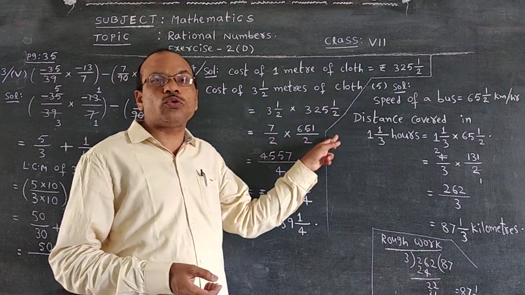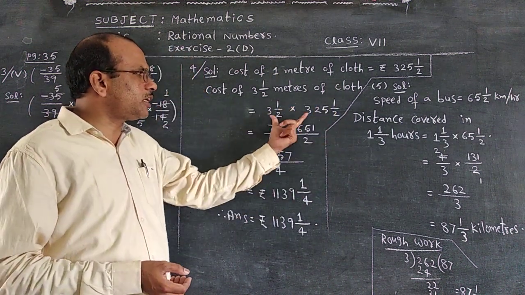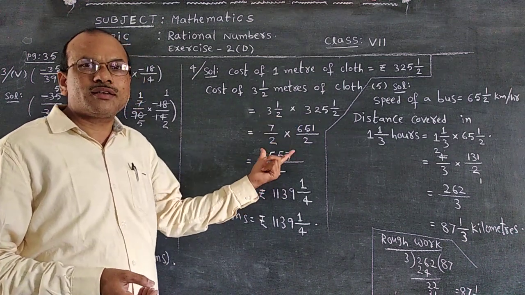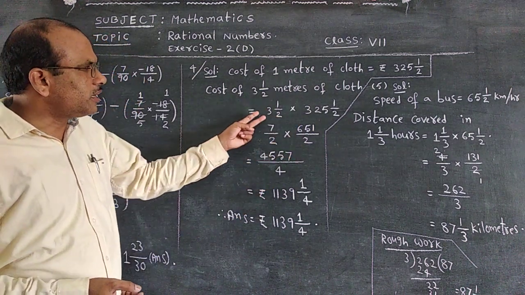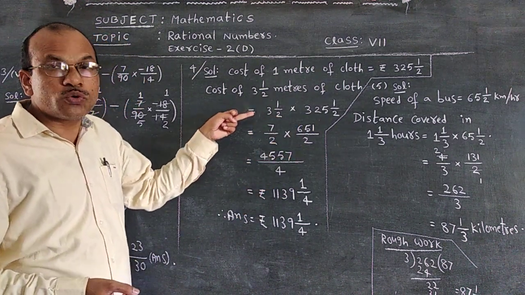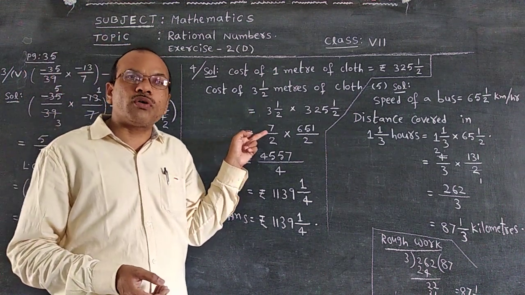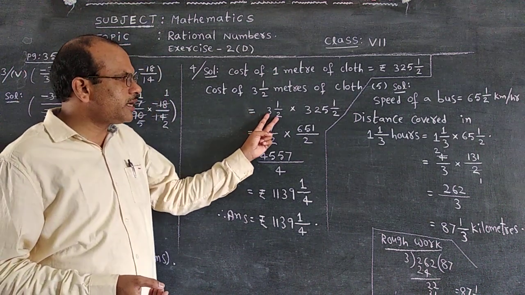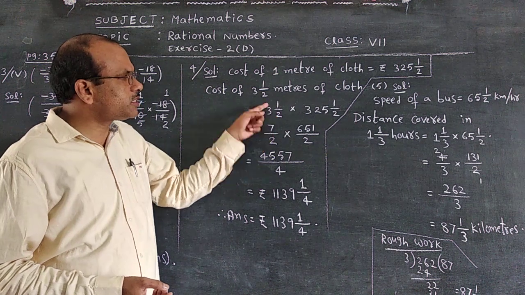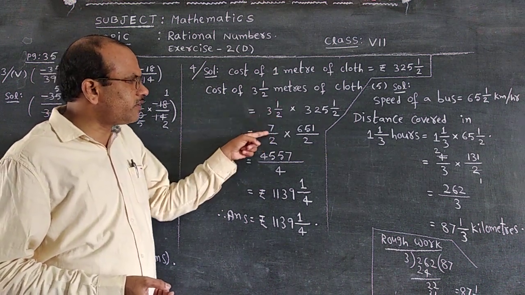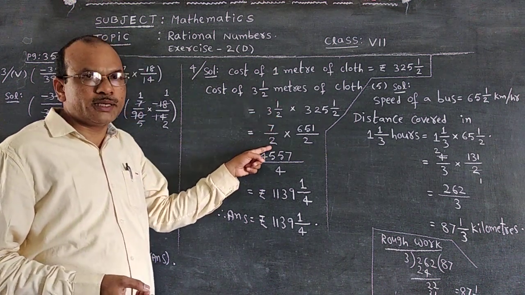325 and 1/2 rupees. Just multiplication gives you the answer for us. So that only we are doing. Now this is a mixed fraction. We should convert it into an improper fraction. 3 2s are 6, 6 plus 1 is 7. So 7/2.